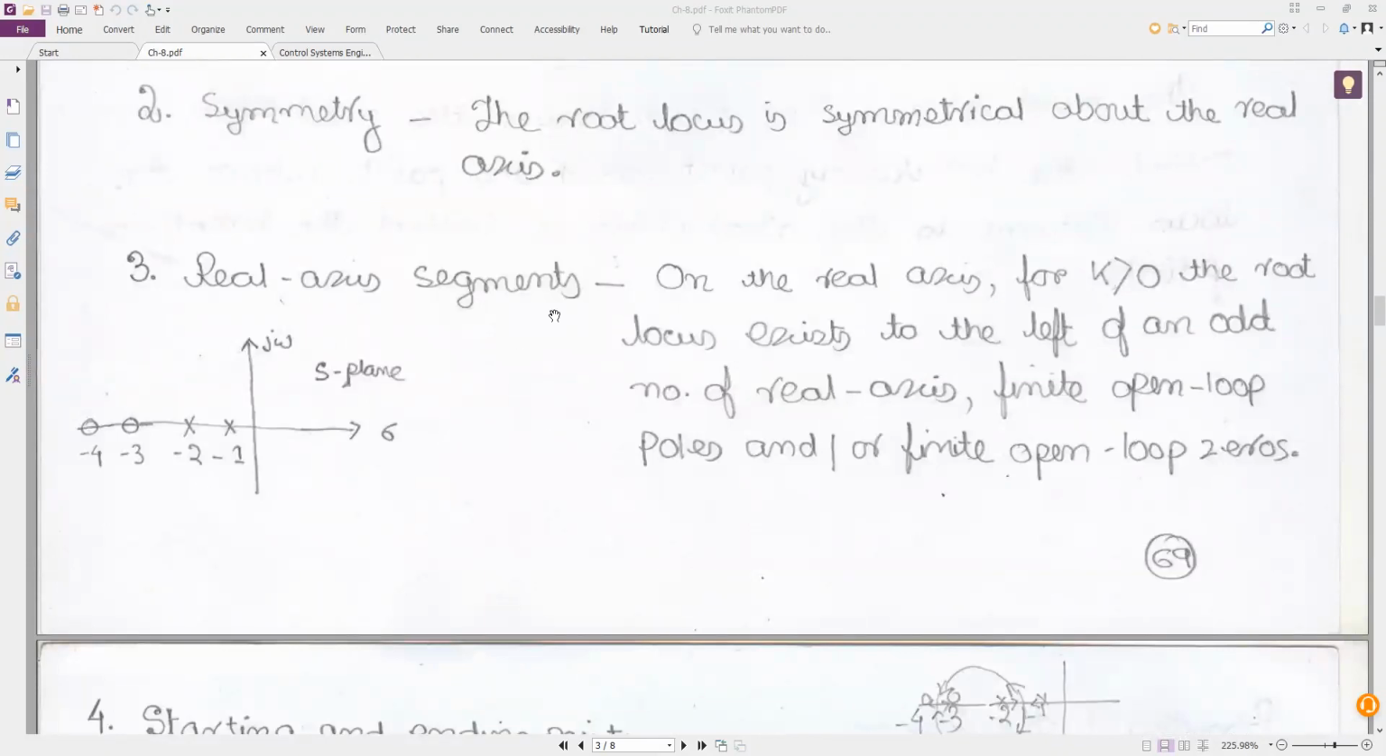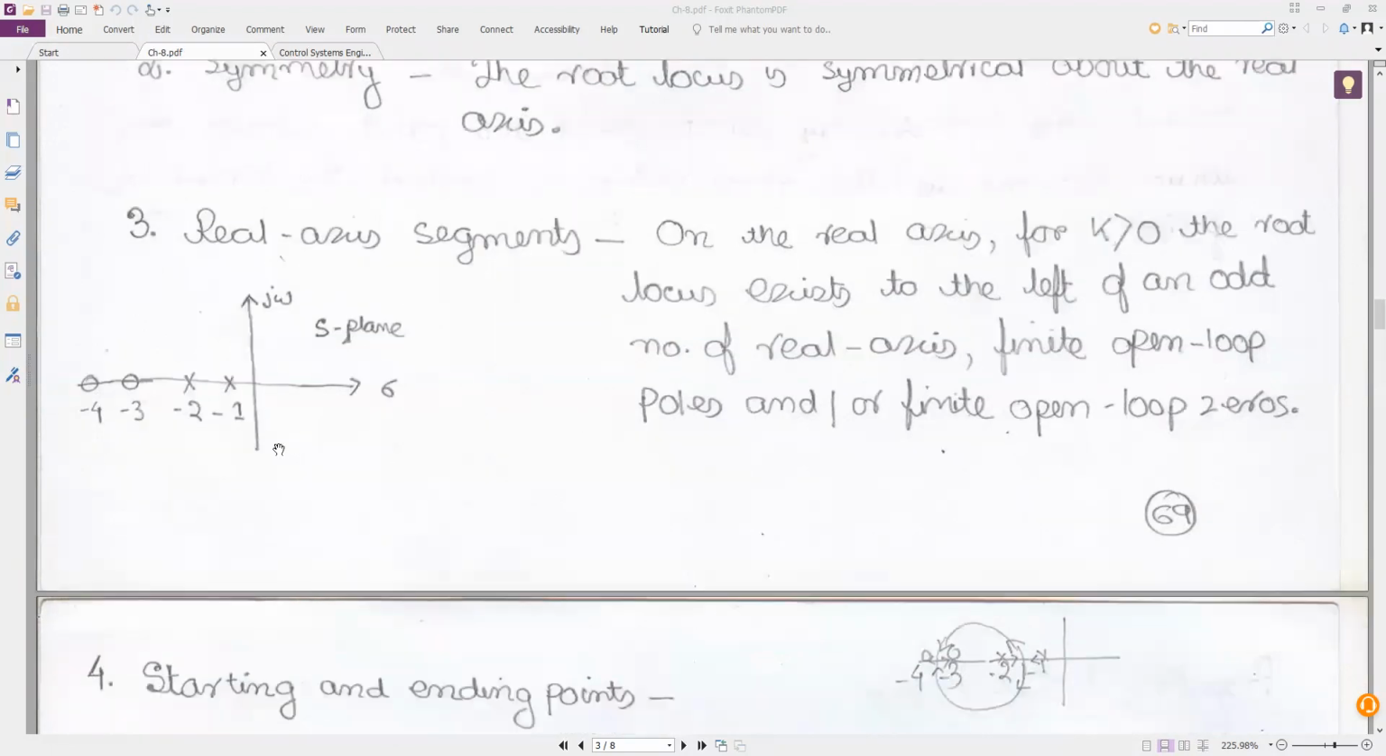Real axis segments. On the real axis, for k greater than 0, the root locus exists to the left of an odd number of real axis finite open loop poles and infinite open loop zeros. Okay, for k greater than 0, the root locus exists to the left of an odd number of real axis finite open loop poles and or infinite open loop zeros.